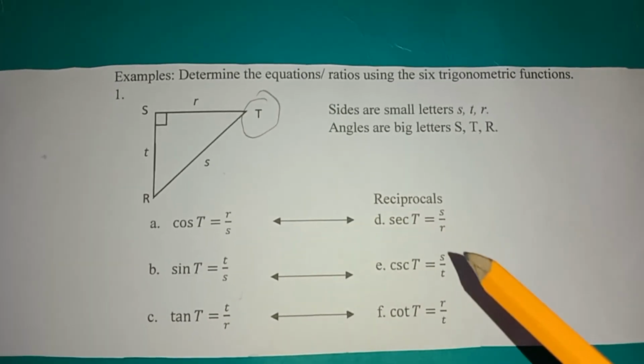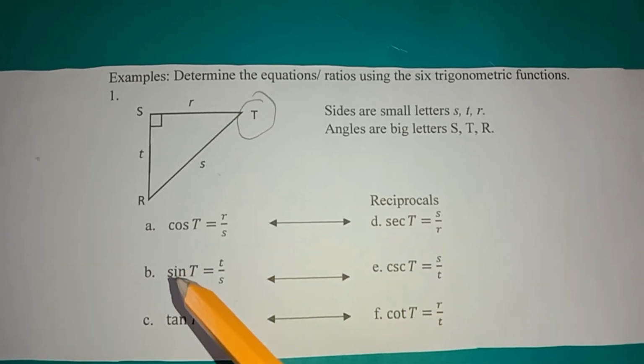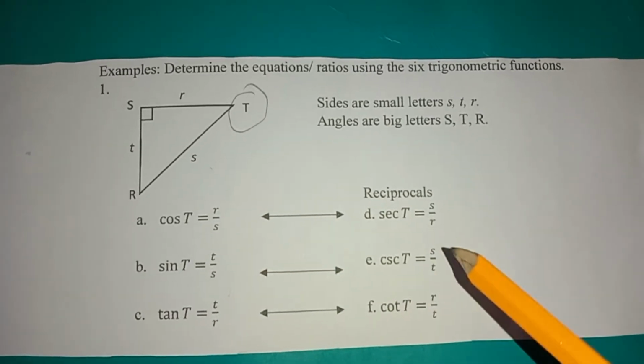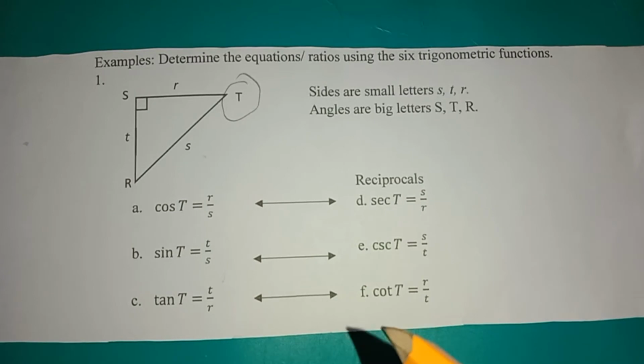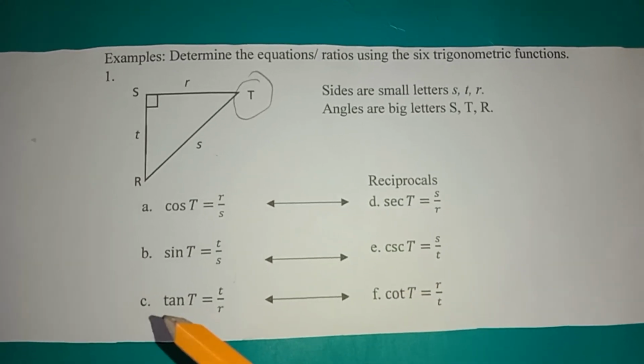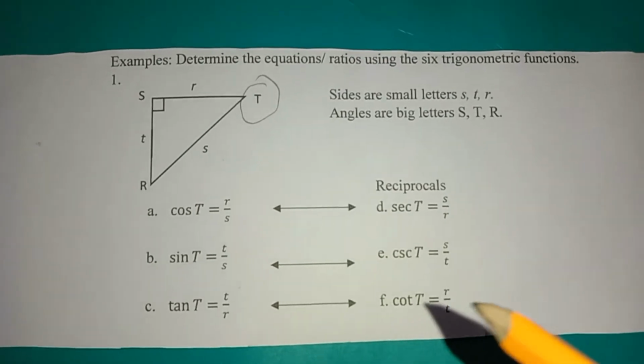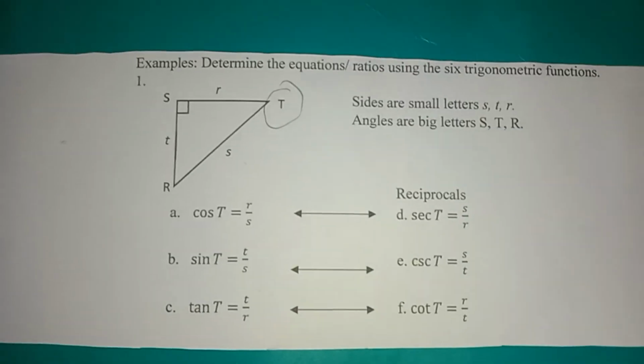The reciprocal of cosecant is sine. If the sine of theta is T over S, then cosecant of theta equals S over T. Last one is the cotangent. The cotangent is the reciprocal of tangent. If tangent of T is T over R, then cotangent of T is R over T.